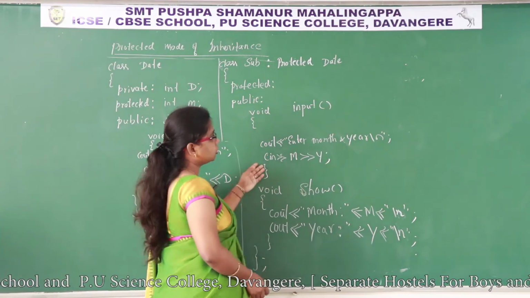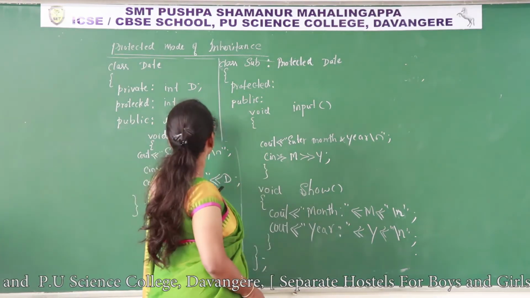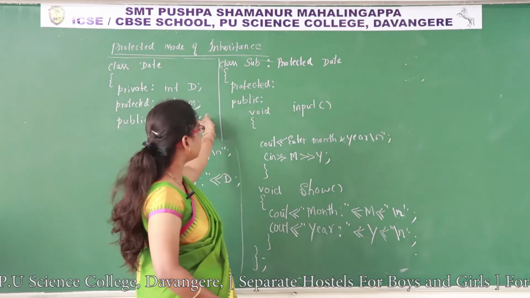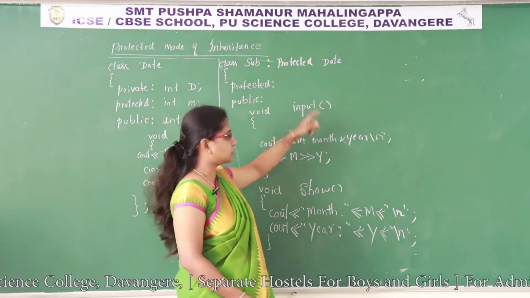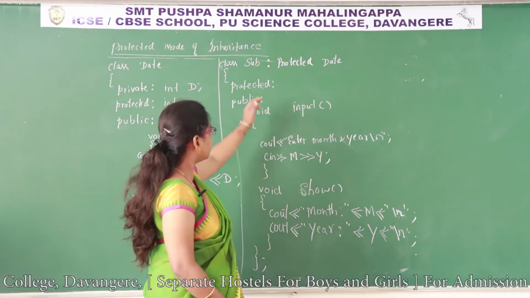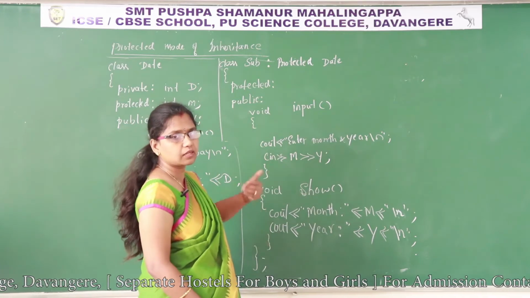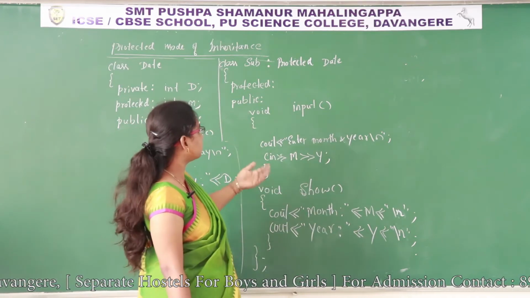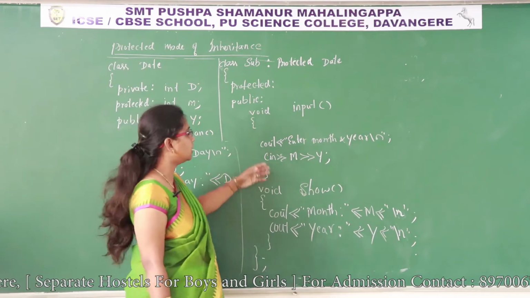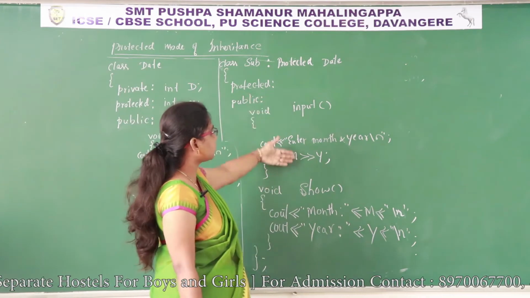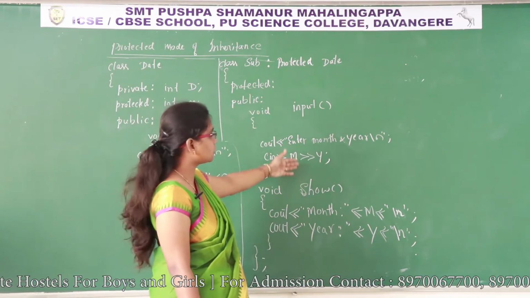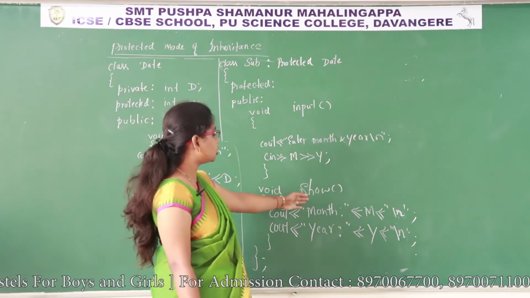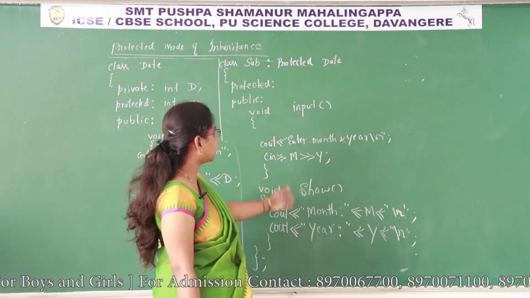Input is a member function. It accesses these two data, protected and public data, because already they have come in protected section. So as per the rule, I'm repeating again, so that you can understand what is going on here. The protected data is accessed through the member function, this input function. After that, show function is there. Show function displays the contents.